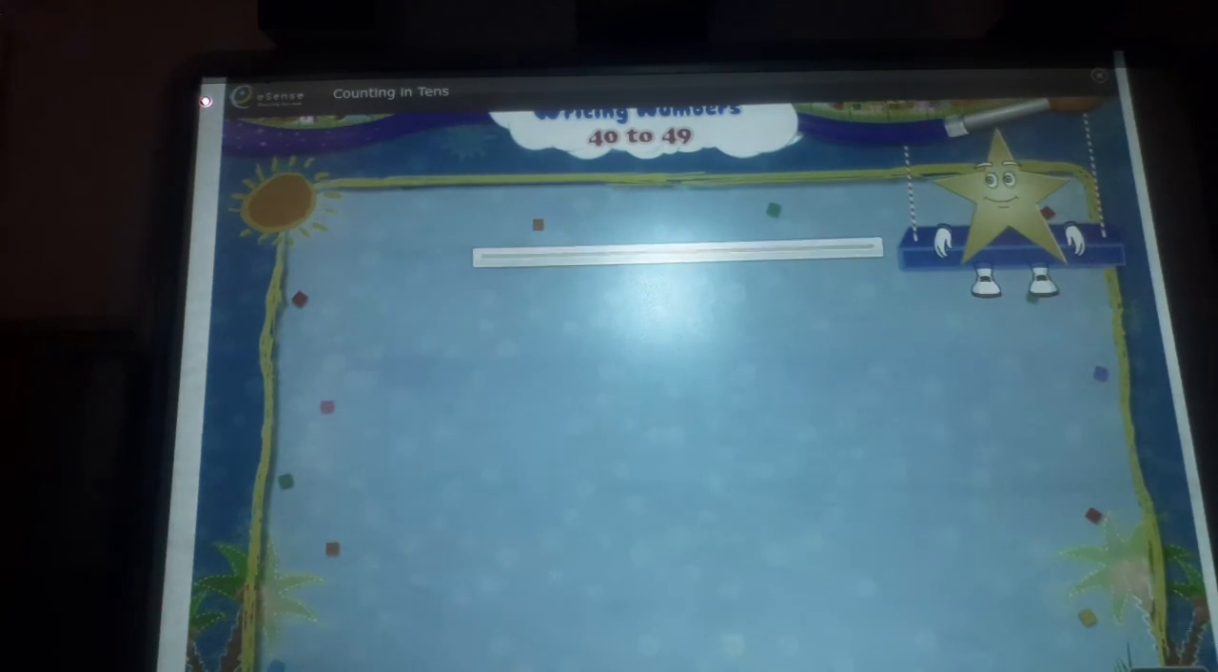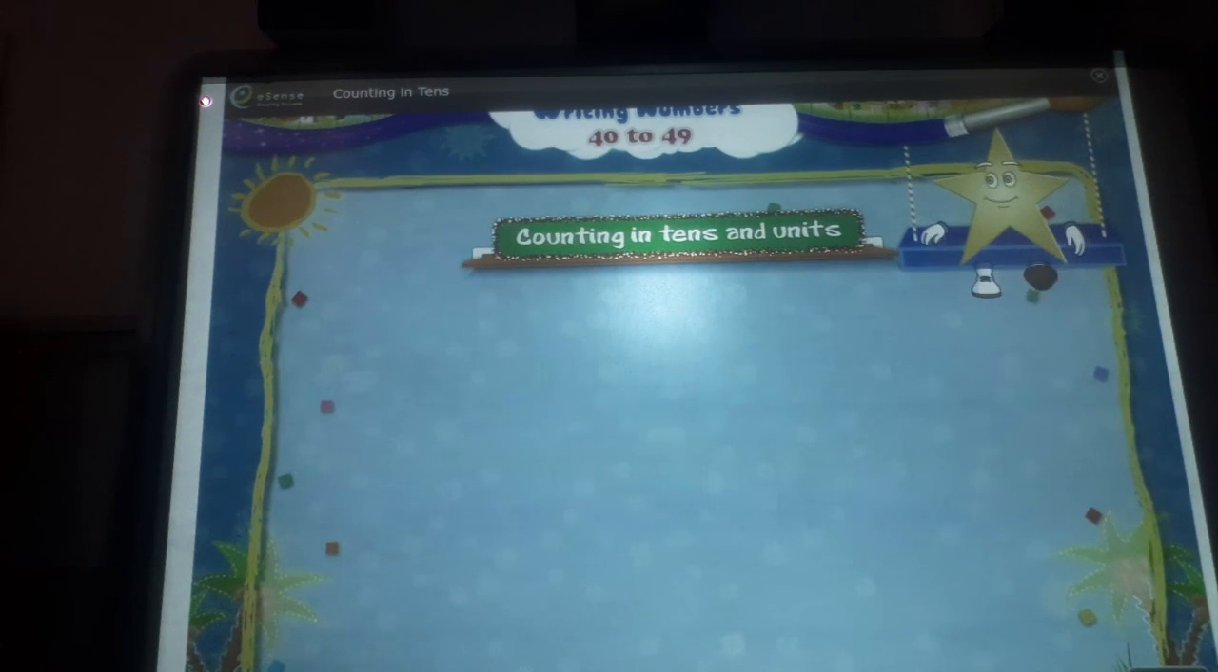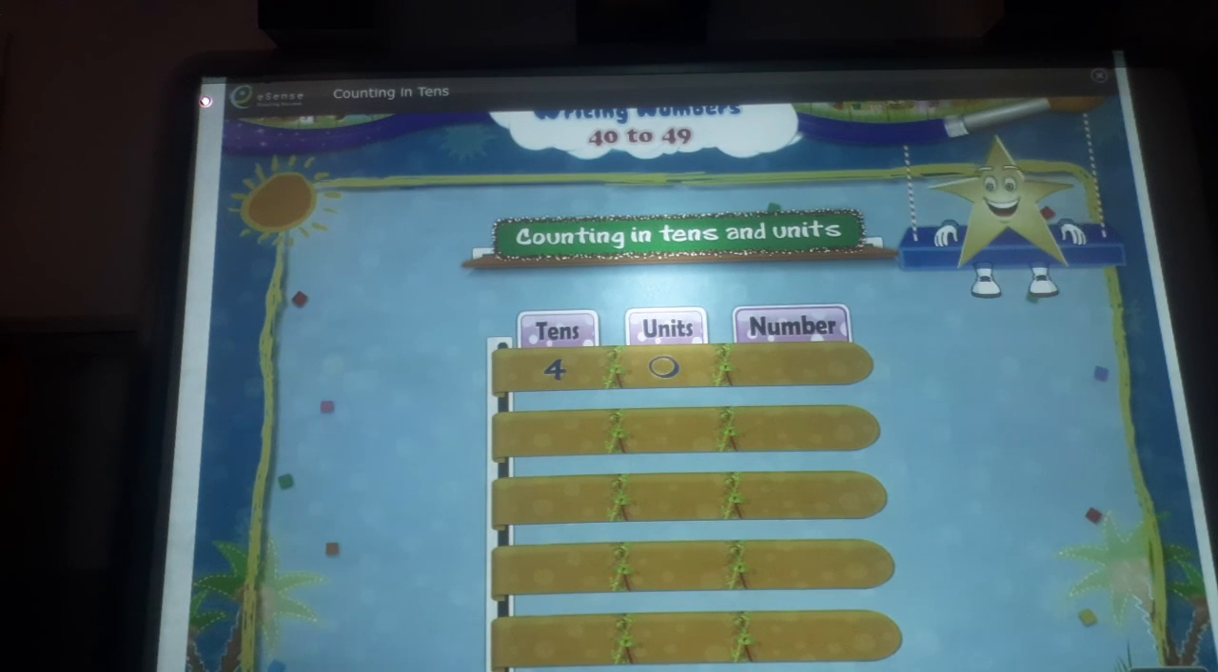And of course, don't forget, when we count in tens and units, 4 tens is 40. 4 tens, 1 is 41. 4 tens, 2 is 42. 4 tens, 3 is 43. 4 tens, 4 is 44. 4 tens, 5 is 45. 4 tens, 6 is 46. 4 tens, 7 is 47. 4 tens, 8 is 48. And 4 tens, 9 is 49.